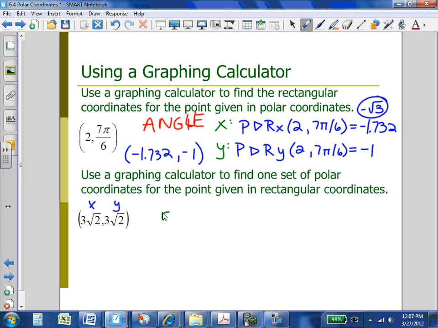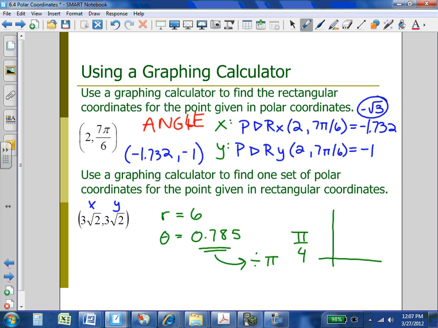So we did the radius, and we got 6, and then we did theta, and we got 0.785. And what I did from there was I suspected that it was a special angle. Not all of them will be. But I did go ahead and take this, and I divided it by pi without rounding it off. And I got 1/4. So that means that my angle theta is pi over 4. And again, if you wanted to check this out, if you go out 3 root 2 for your x and 3 root 2 for your y, you're going to have your 45, 45, 90 triangle right there. So that's using the calculator.